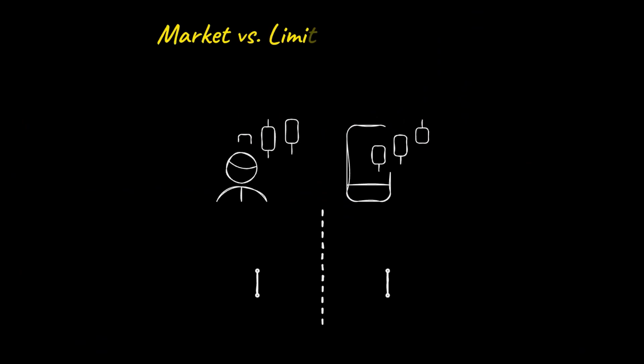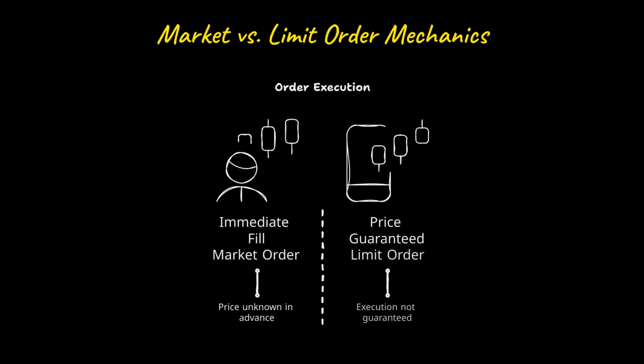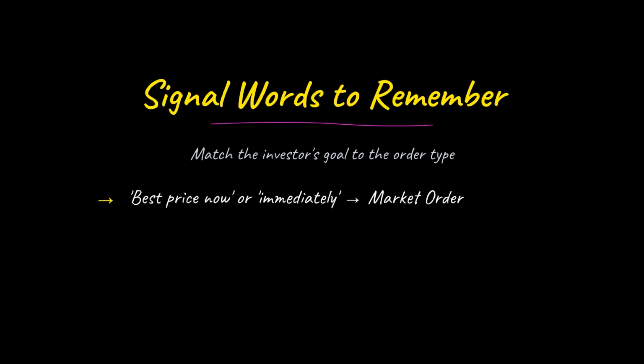Think of it as a sliding scale. On one end, the market order guarantees the trade happens, but not the price. On the other, the limit order guarantees the price, but not that the trade happens at all. For a market order, the trade fills right away because the investor accepts whatever the current price is. For a limit order, the broker waits until the market reaches the investor's specified price, or the order simply doesn't fill.